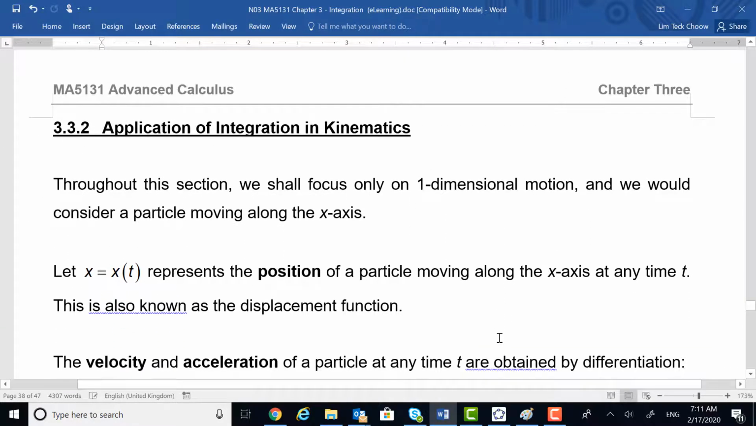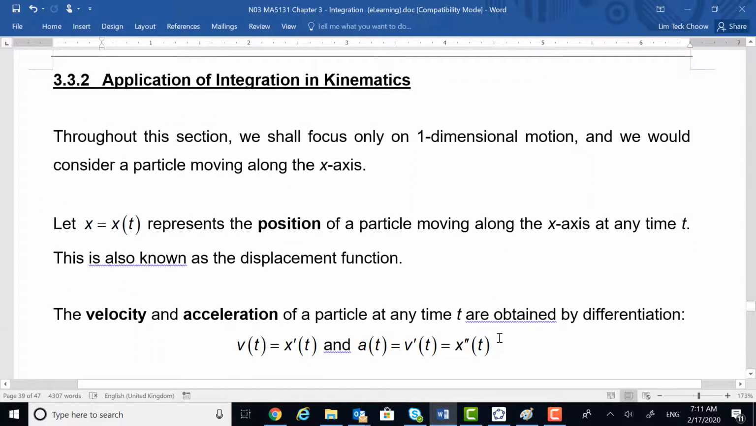Now let's look at integration used in kinematics. For those who have studied physics, in fact all of you should probably have studied physics up to at least your year 3, right? So not things like displacement. x(t) in this case represents so-called displacement, and then if you differentiate x once, you get the velocity. You differentiate x two times, you get the acceleration. So these are three terms here: displacement, velocity, and acceleration.